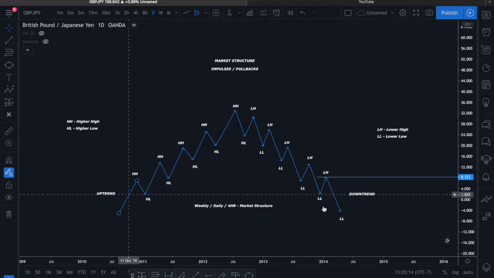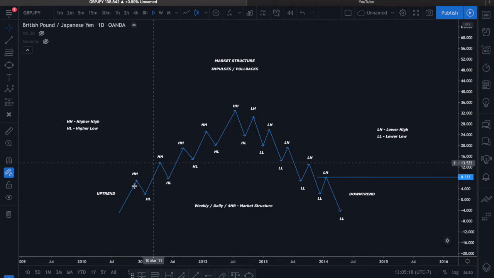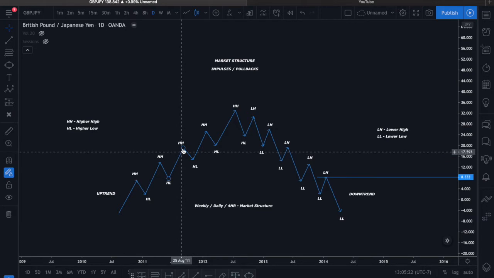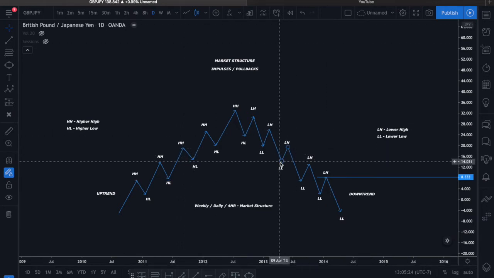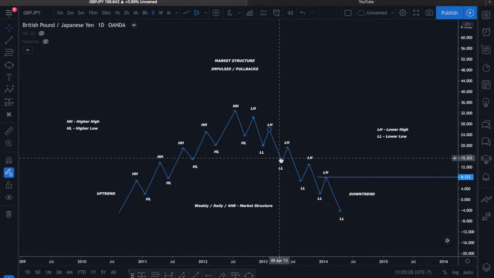So it's uptrends, downtrends. In an uptrend, we have impulses and pullbacks. Impulses are going up, pullbacks are going down: impulse, pullback, impulse, pullback. And the same thing for downtrends, but in the opposite direction. Impulses are down, pullbacks are up.